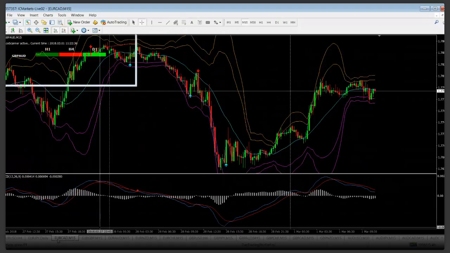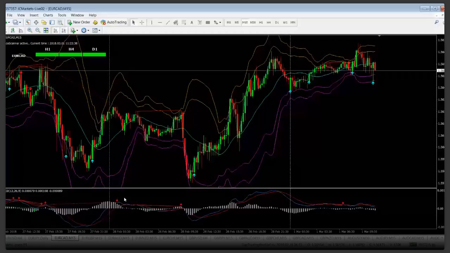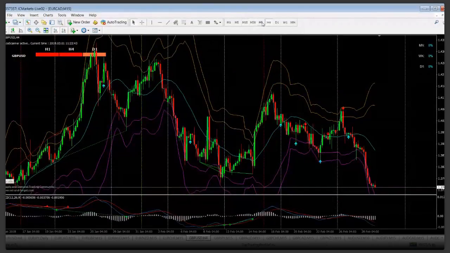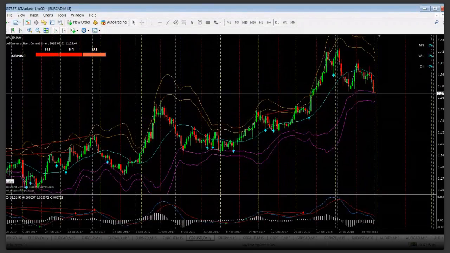British pound USD, someone said check. Euro CAD dropping against us. Look at its daily chart on the British pound USD. We're heading down here.